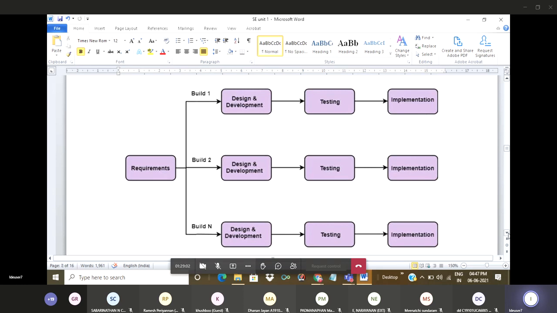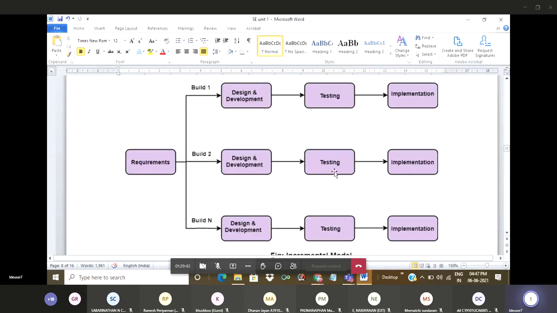So this is a simple pictorial representation of the incremental model, where we have divided the project into a number of modules. Build one is nothing but module one, module two, module three, and so on. Even if we have a number of modules, we have design and development, testing and implementation. At the second level also we have design and development, testing and implementation. These are the levels. After completing the project, we can join the modules together and deliver the project.